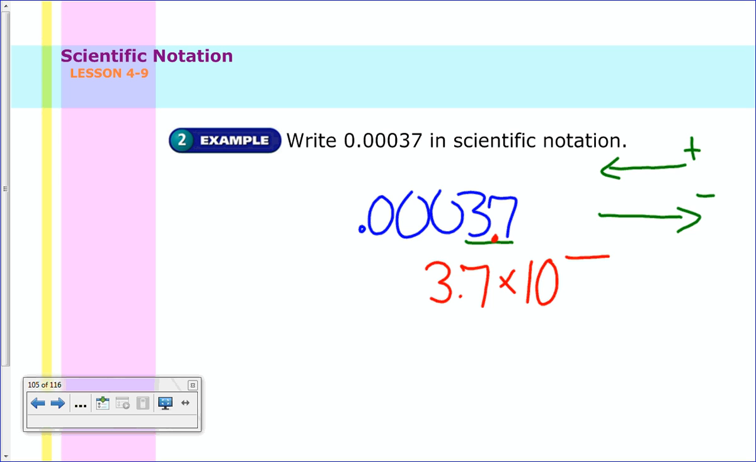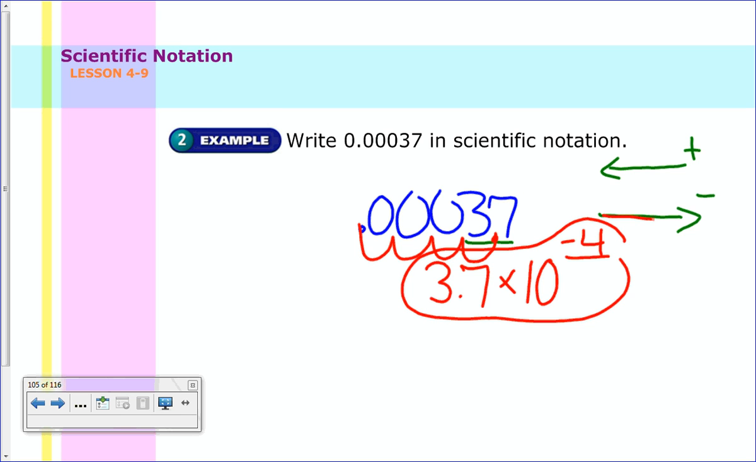So if we check this one then, it has to go 1, 2, 3, 4 hops. Now we're going 4 hops to the right, which is a minus 4. Again, if you move this way, it's a minus exponent. If you move that way, it's a plus exponent.